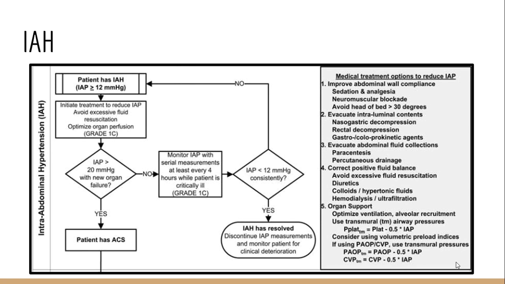So this is for intra-abdominal hypertension. If the patient has IAP more than 12, initiate treatment to reduce the IAP and monitor IAP every fourth hour till it becomes less than 12. So we have to monitor every four hours. This is the society guideline for IAP measurement. And the medical therapy options are described in five points: improve abdominal wall compliance, evacuate intraluminal content, evacuate abdominal fluid collections, correct positive fluid balance, and organ support.